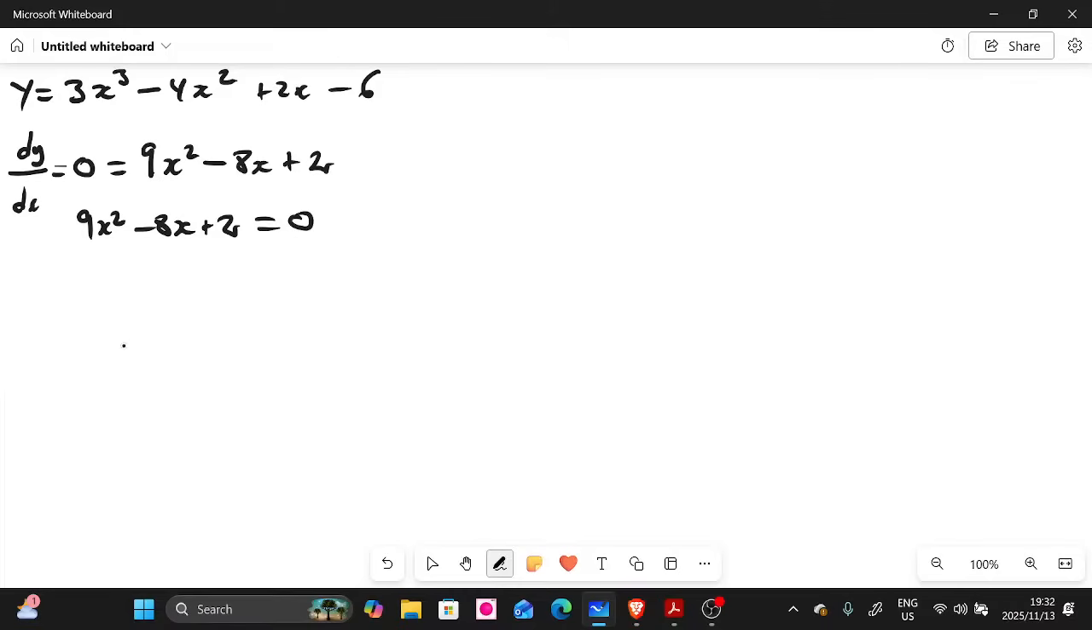Now we need to find the factors here. Let me see if you can find the factors. If you cannot find the factors, use the quadratic formula. The factors of 9 are 9 and 1. Then the factors of 2, when you multiply and add them, it's not going to work, guys. We need to use the quadratic formula. This is too long.